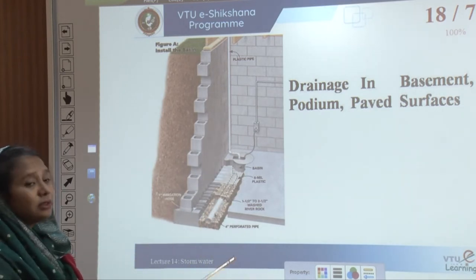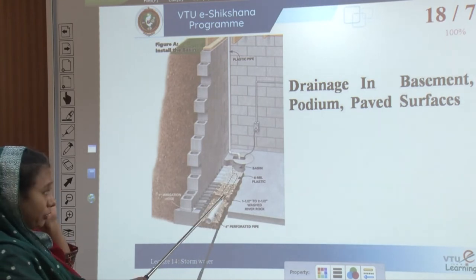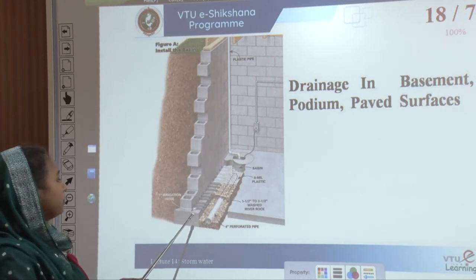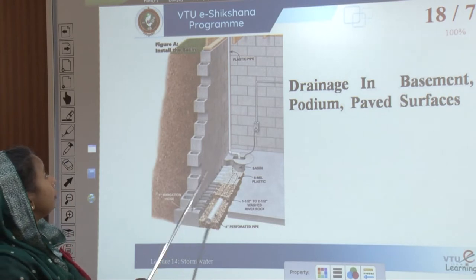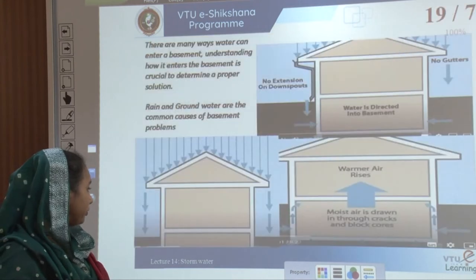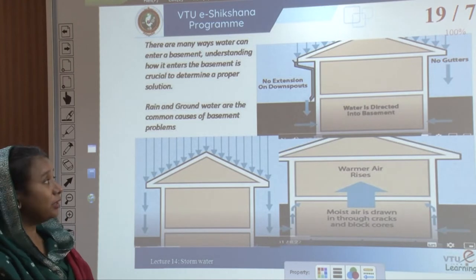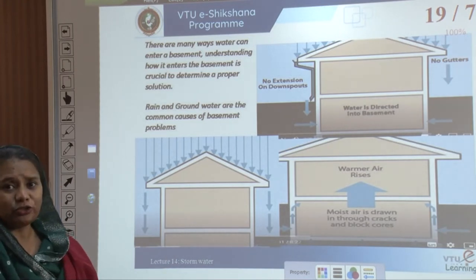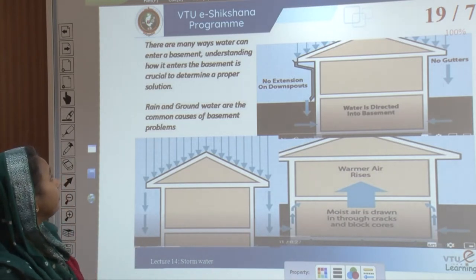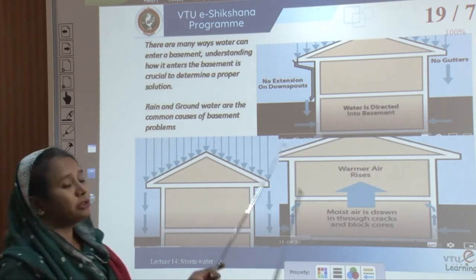So, there would be plastic pipes and there would be basins there. So, you have to consider providing some kind of a perforated pipe all along some kind of a rock. So, this particular perforation basically would have another perforation hose there, and it would also have some kind of a perforation valve while it is installed within the ground surface. There are many ways in which water can also enter a basement. If we have a garage, or a storage space, or any kind of habitable space, understanding how water enters the basement is very crucial to determine a proper solution.